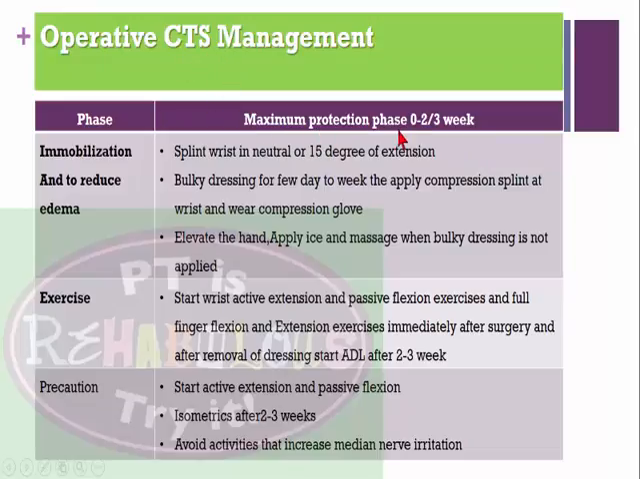First is the maximum protection phase, which starts at 0 to 2 weeks or 0 to 3 weeks. For immobilization, we have to give a wrist splint in neutral or 15 degrees of extension. That will help the patient relieve their symptoms. This is a very comfortable position for the patients.